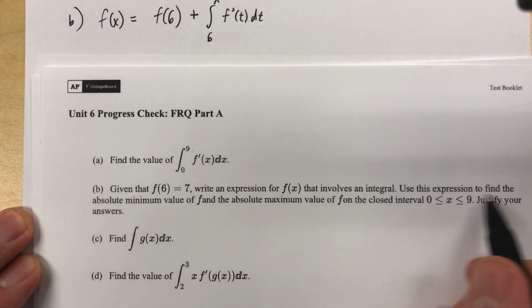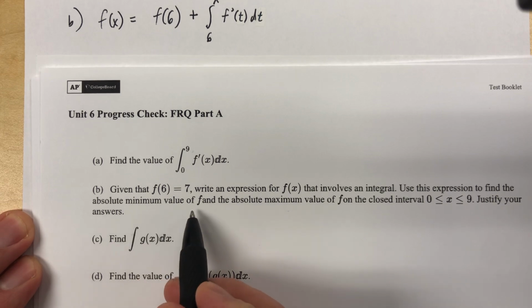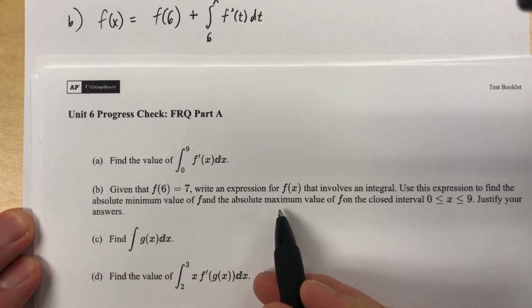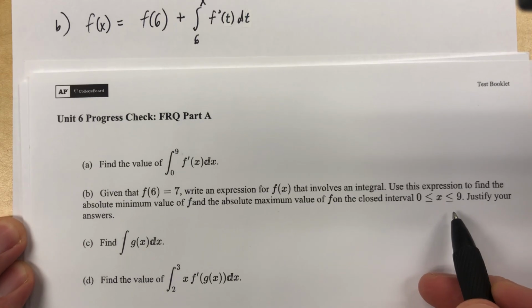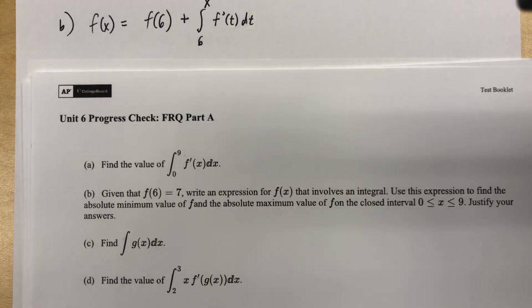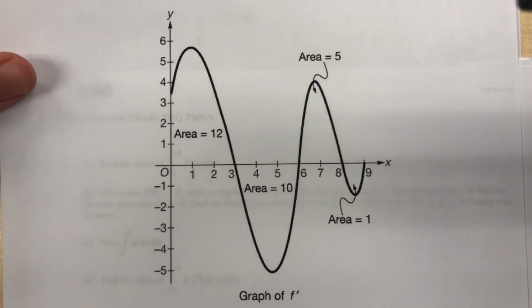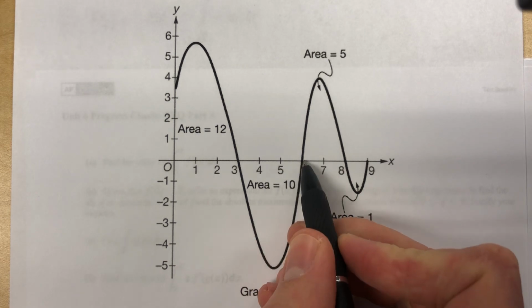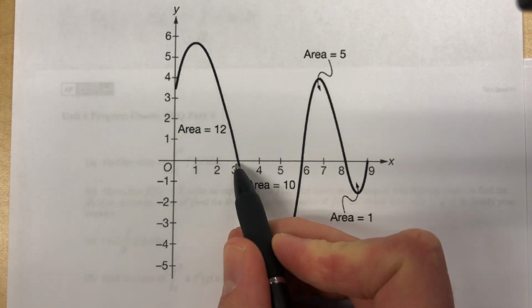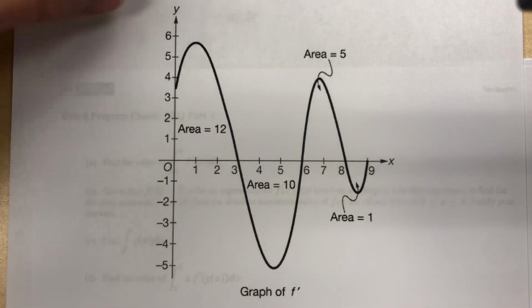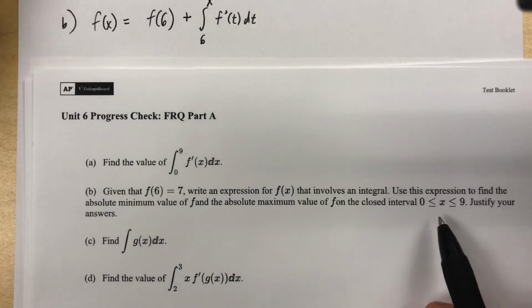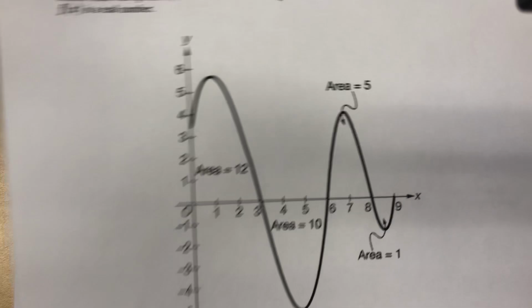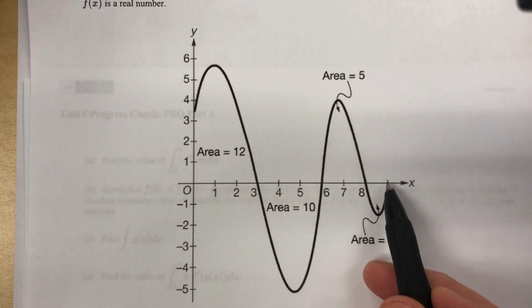So we're going to use this expression to find the absolute minimum value of f and the absolute maximum value of f on the closed interval from 0 to 9, and we're going to justify our answers. Okay, that sounds like we're looking for extreme values. Extreme values occur where the derivative equals 0. Pause that thought right there. Extreme values occur where the derivative equals 0, so 3, 6, and 8. And they also occur at the endpoints of the interval, so we will also deal with 0 and 9.